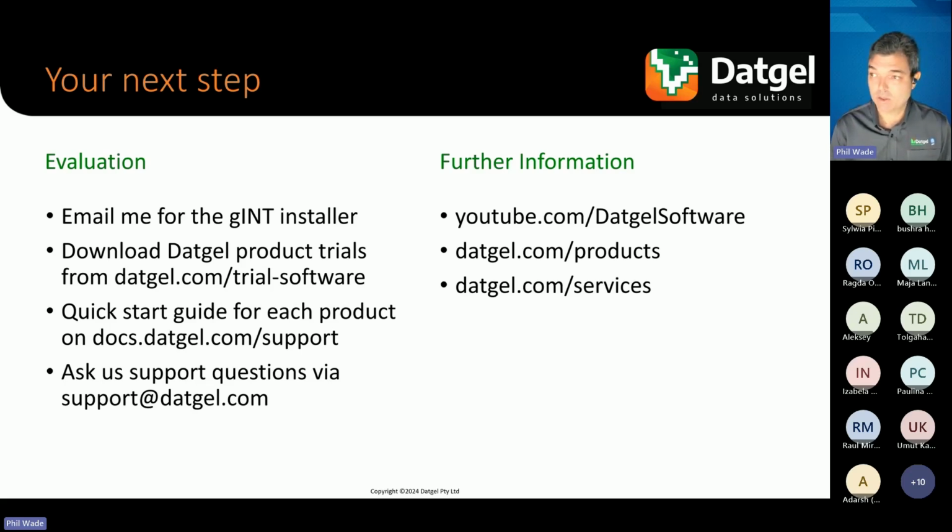Now, if you want to use Datgel software, all you have to do is go to Datgel's website, register with a company email address, not Gmail, and you can then go to the trial download page and download the trial. You've got to download two things: the Toolbox installer and the product package that you want. So if you want the CPT tool, you get the CPT tool package and the Datgel Toolbox installer, because that's the program. You need both.